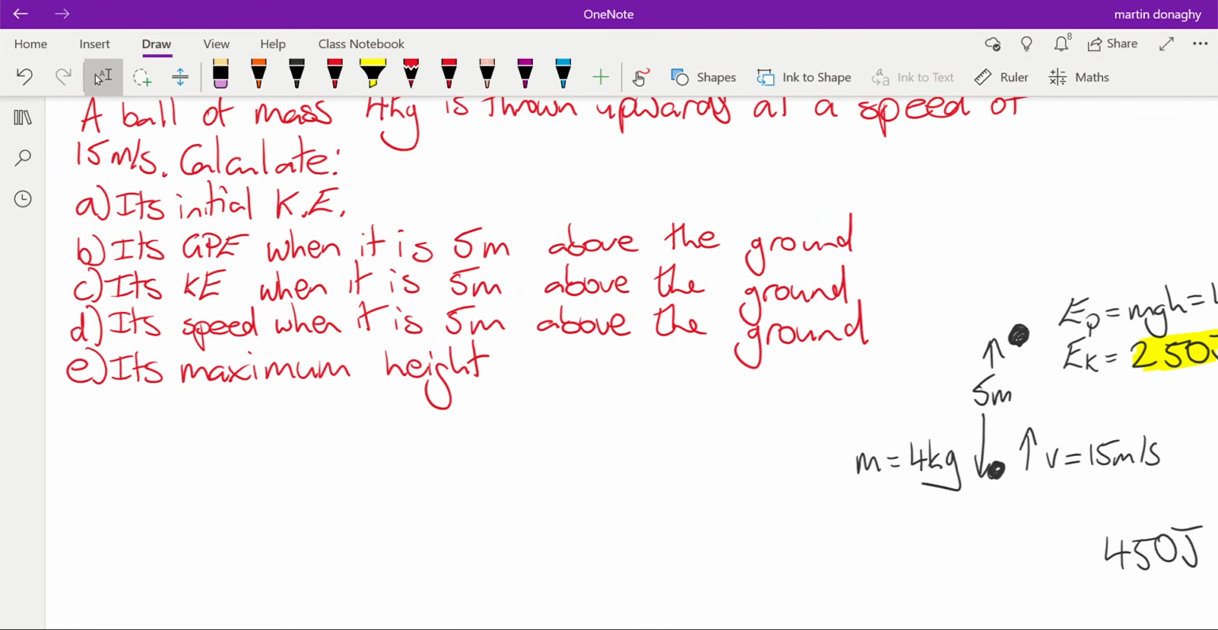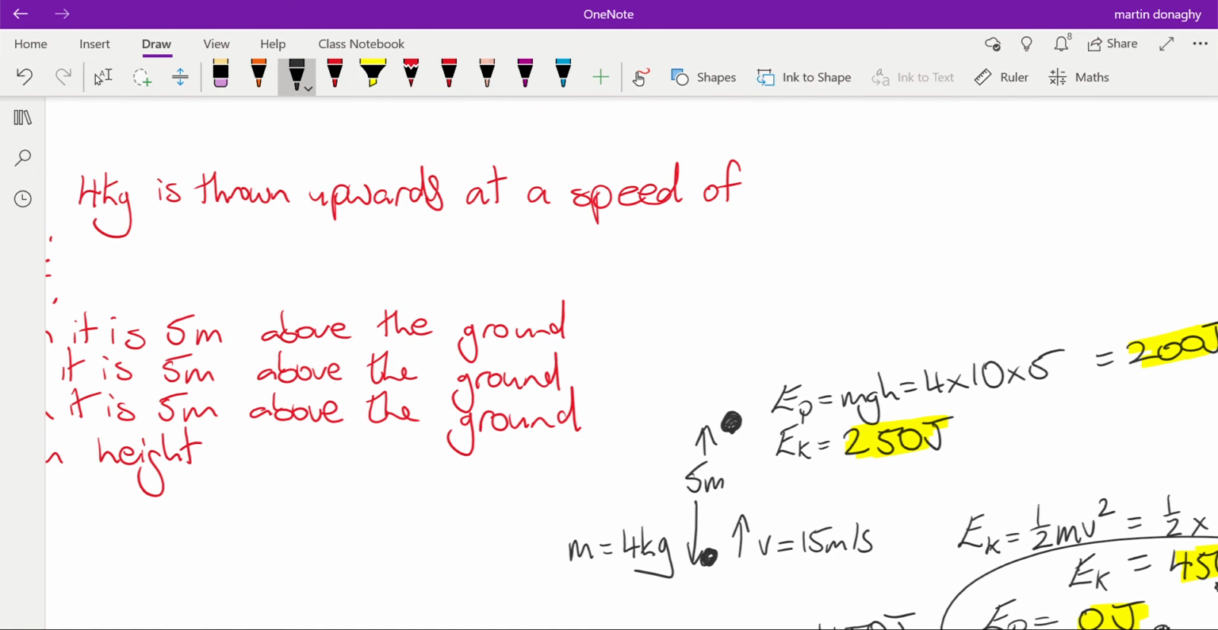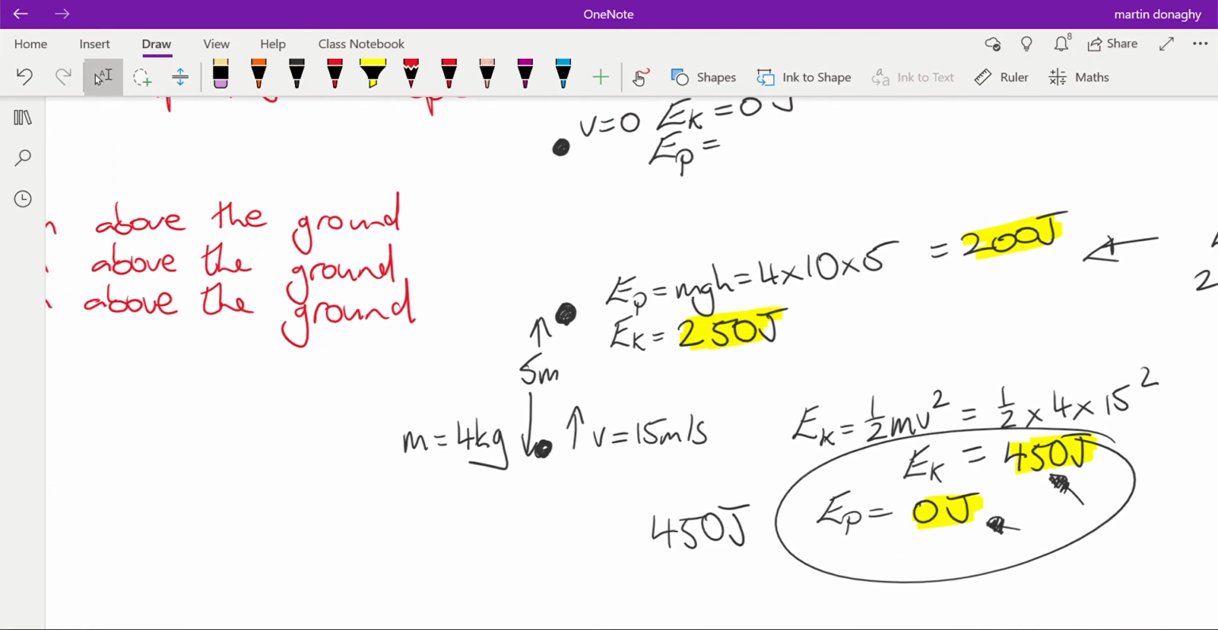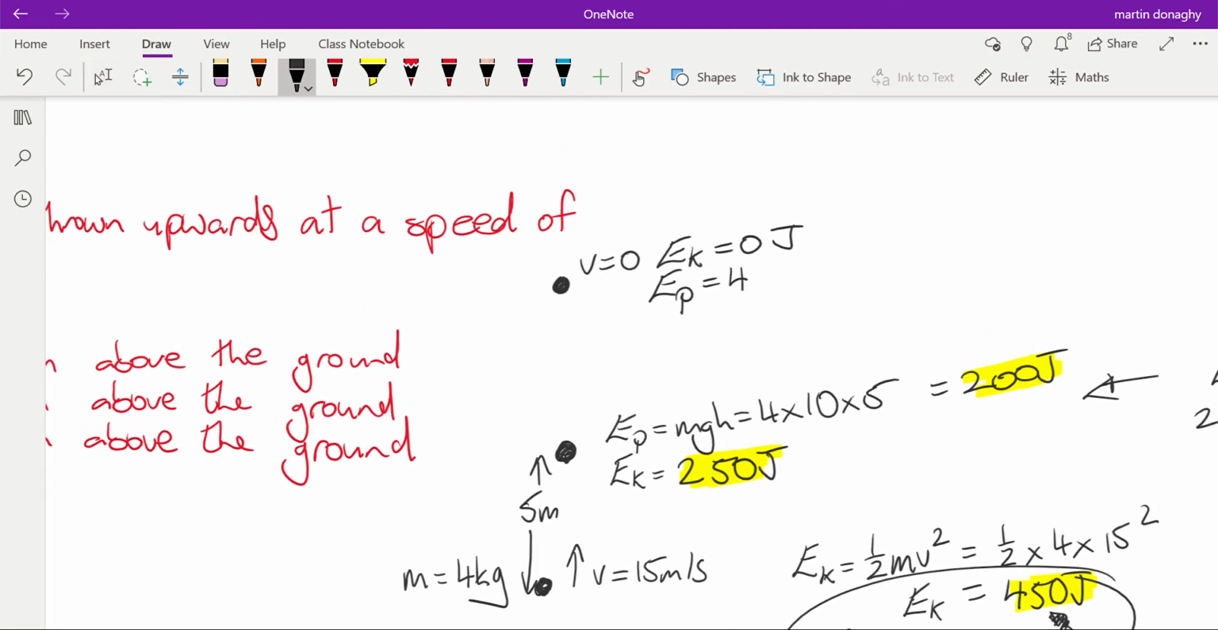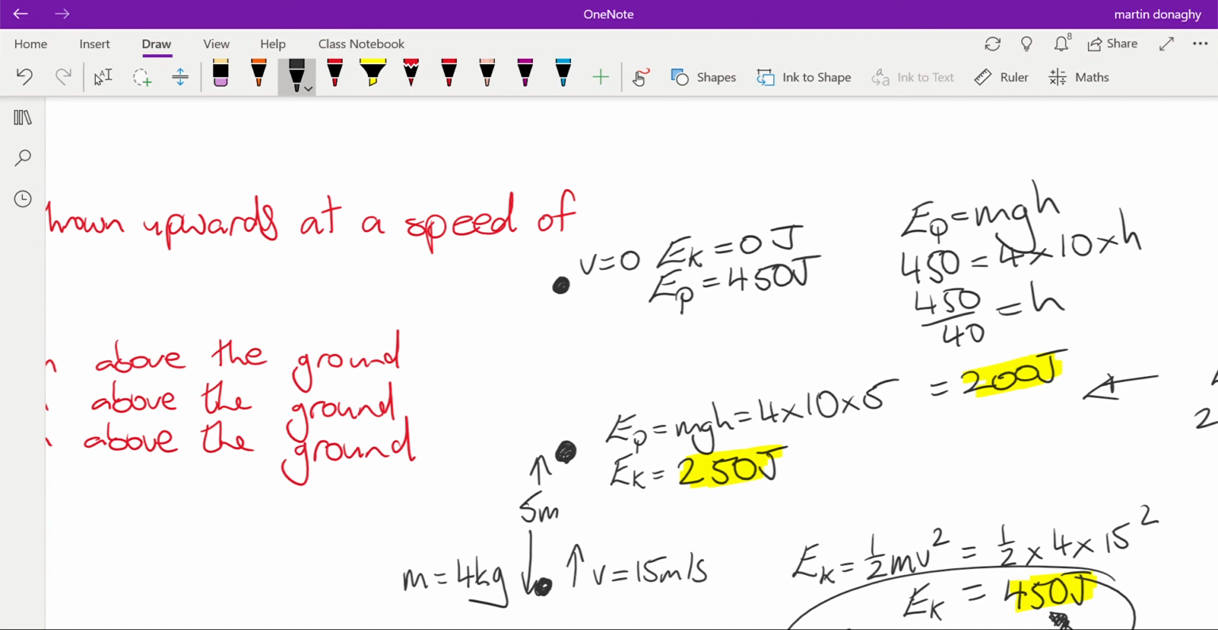It then says calculate its maximum height. Well, we know when it reaches its maximum height, as the ball goes up, it slows down, and at its maximum height v is 0, which means that its kinetic energy at the very top is also 0. However, the total amount of energy cannot change, which means if we started off at 450, we also had 450 when it was 5 meters up, the total energy still needs to be 450. The only difference is at the top, it's all potential energy. All the kinetic energy has been converted into potential. We can then use our equation to work out what height that would occur at. So 450 divided by 40 gives you a height of 11.25 meters.